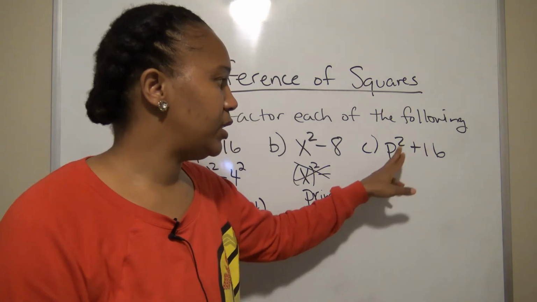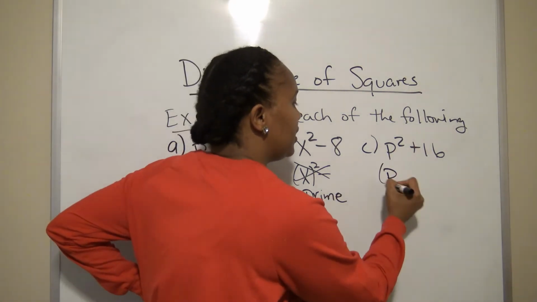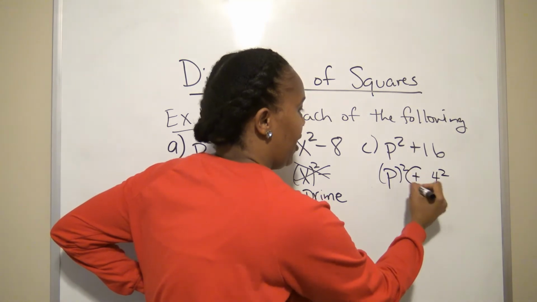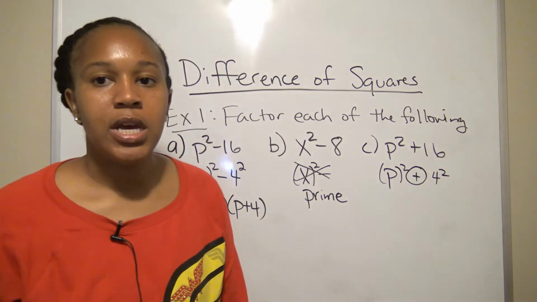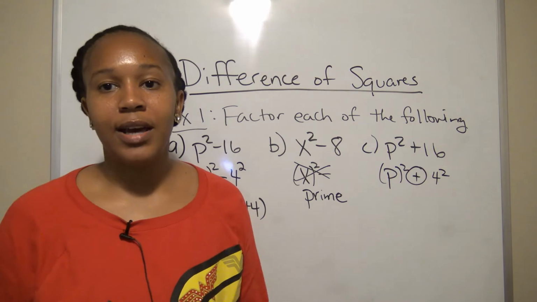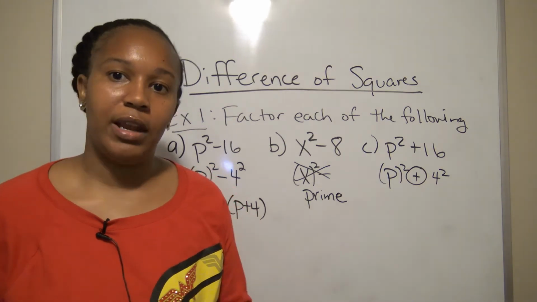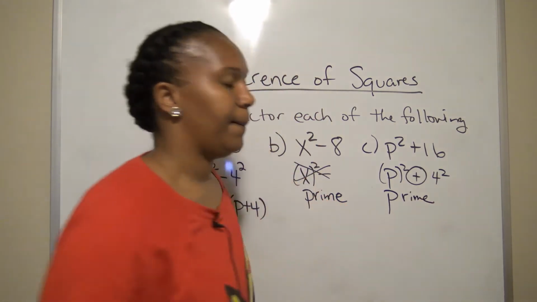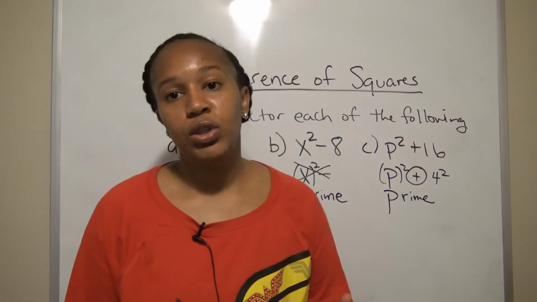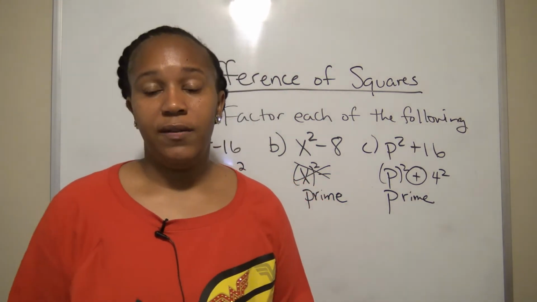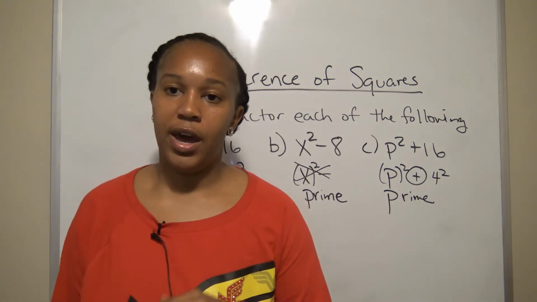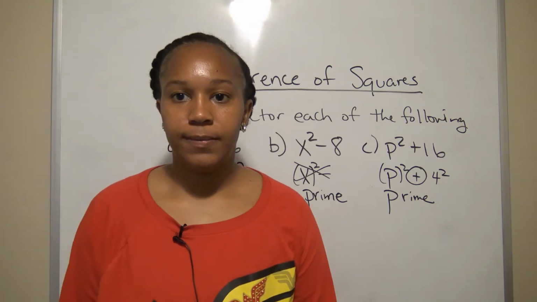What about this one? P squared plus 16. So this is p squared and this is 4 squared. However, this is not a difference. That is a plus sign. So since it's not a difference, then this one also cannot be factored, and this one also would be considered prime. So if you have two terms, you want to check to see if it can be written as the difference of two squares. But in order to be the difference of two squares, it has to be a subtraction.